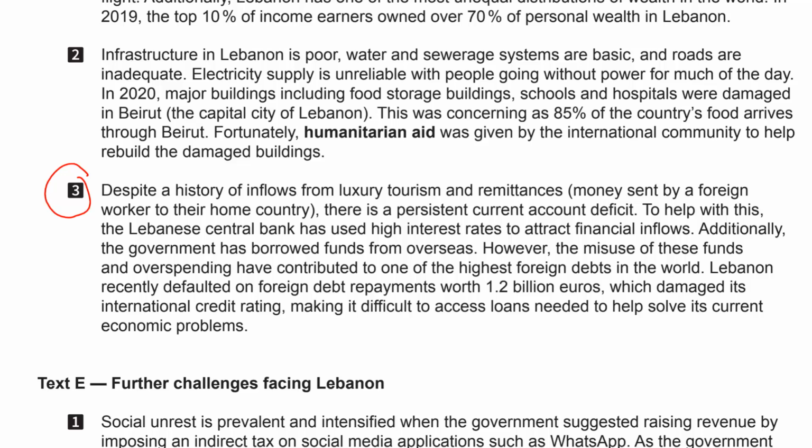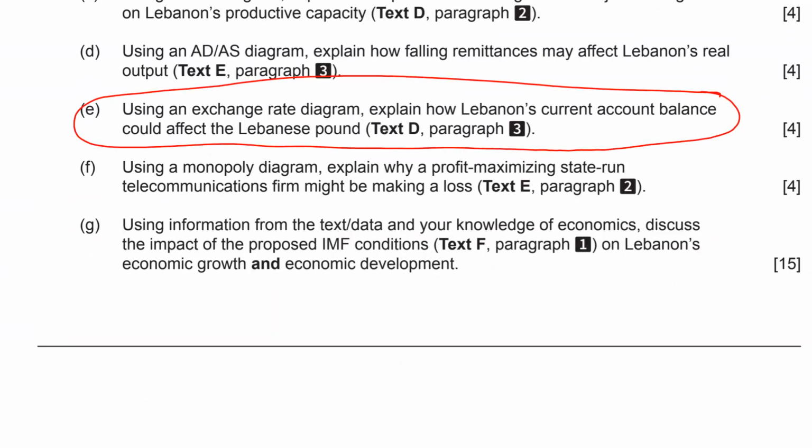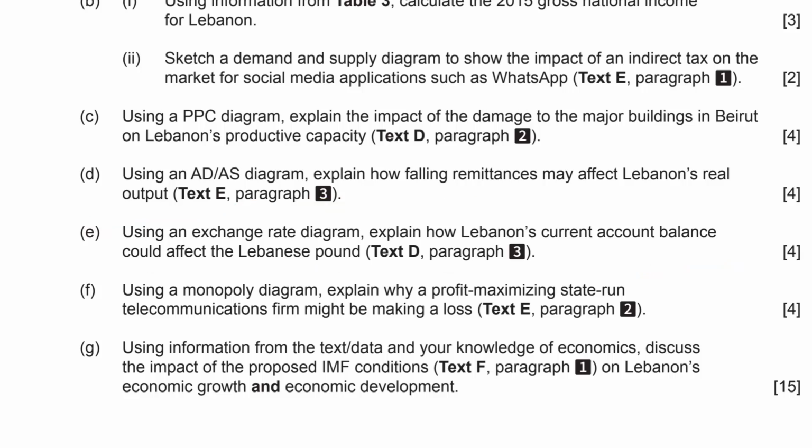Okay, so what do we need to do? Well, we've got to use this thing called an exchange rate diagram. So go back here. We've been told to use an exchange rate diagram, which we will do. Then we've got to explain how this current account deficit will affect the Lebanese pound, so essentially their foreign exchange rate. Okay, all right, let's do this.